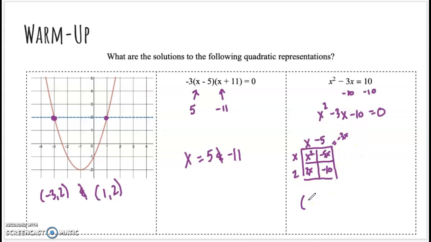So this shows me that my factors are x plus 2 times x minus 5 equals 0. And now I can use that zero product property. I can see that right here I would plug in a -2 to make this first factor go to 0. And for my second factor, I could plug in a 5 to make that factor go to 0. So my solutions are -2 and 5.